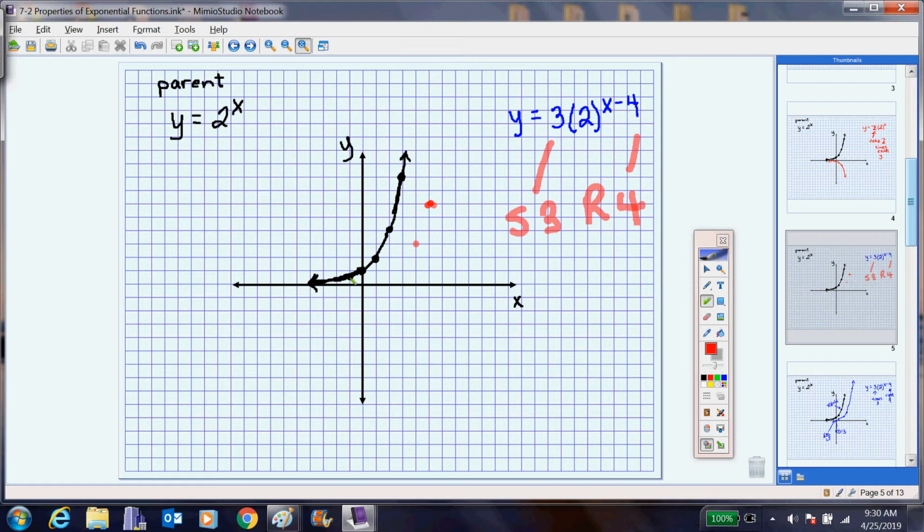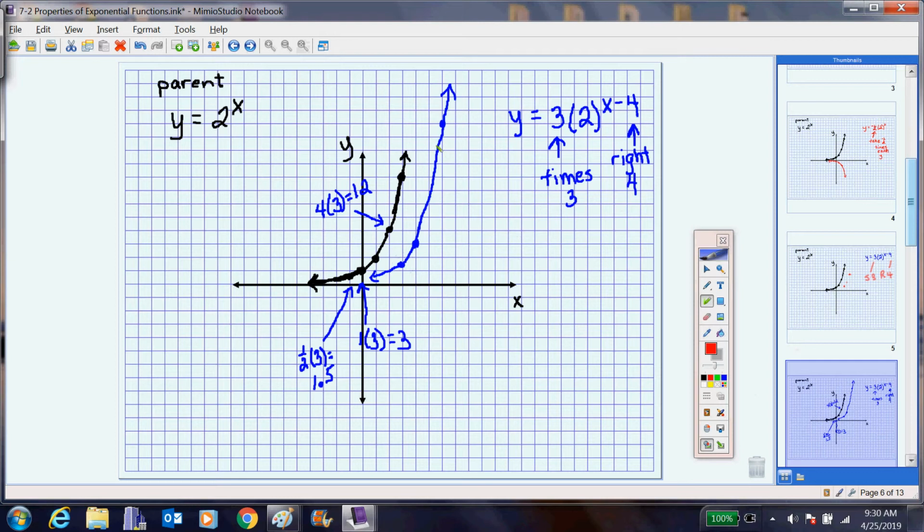What about here? This would be the point negative 1 goes with 1/2. So how much is 3 times 1/2? 3 times 1/2 is 1.5. So we would go up to 1.5 and then move right 4. 1, 2, 3, 4. And then we would put in our line here, and it stretched it out a little bit.